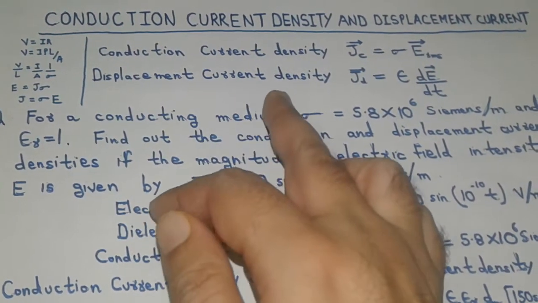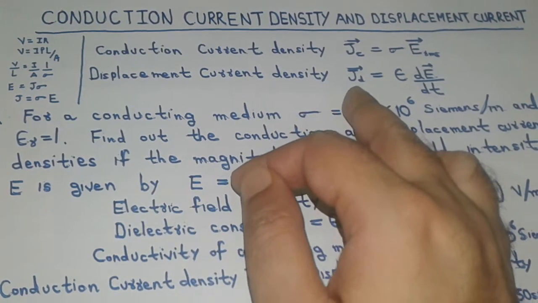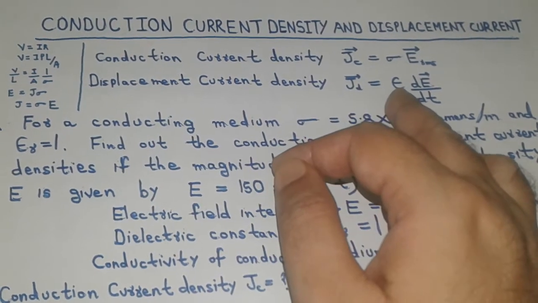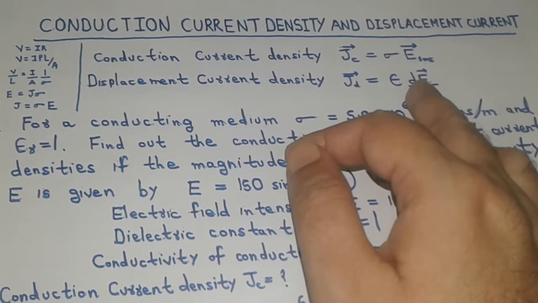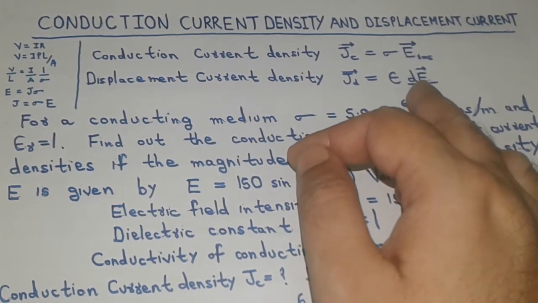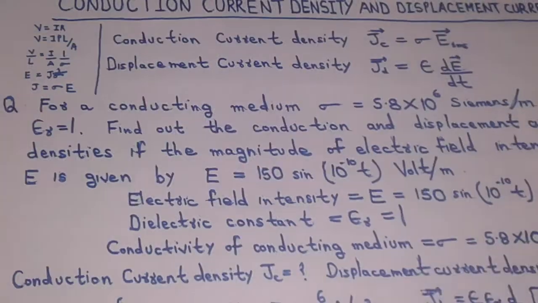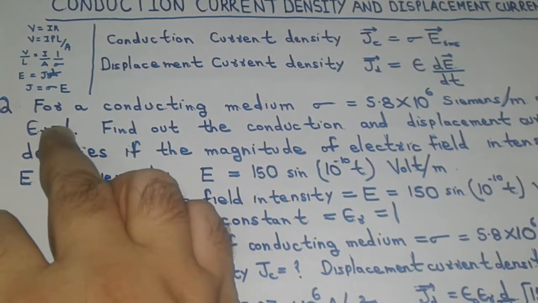Thus, displacement current density in a medium is represented as Jd equal to epsilon, which is the permittivity of the medium, into the time rate of change of applied electric field. Let us consider an example.